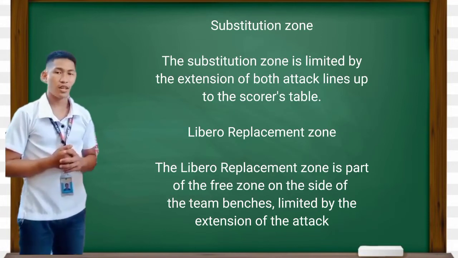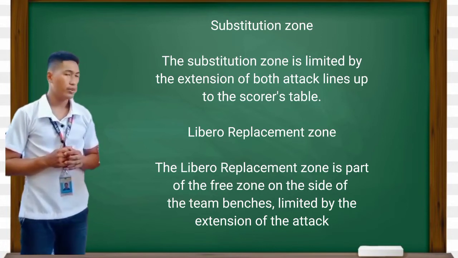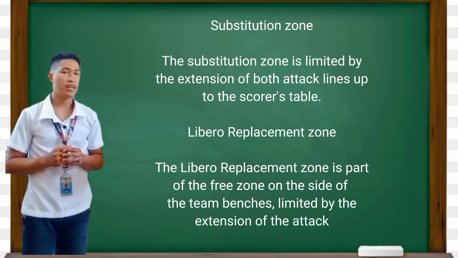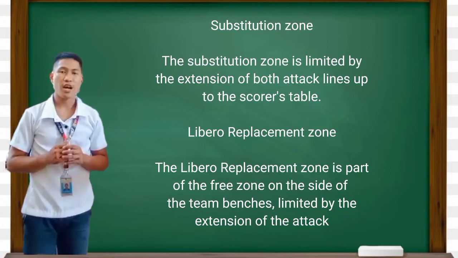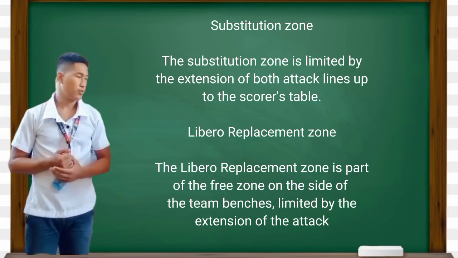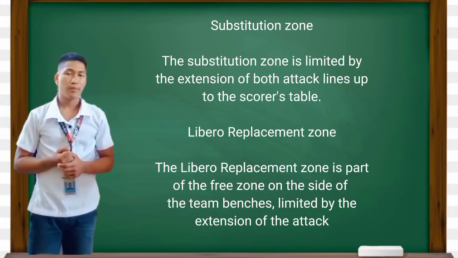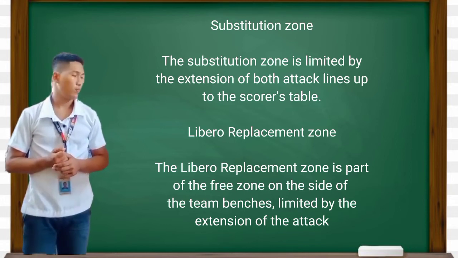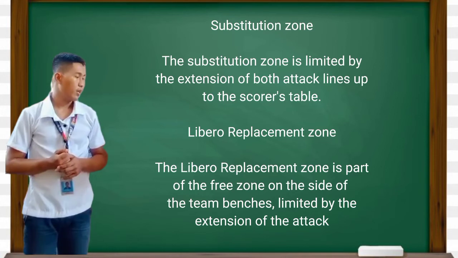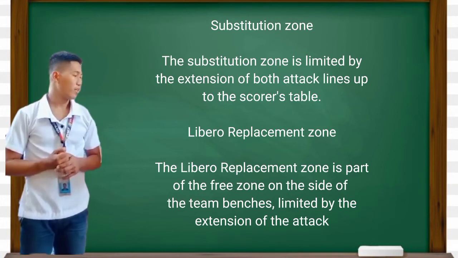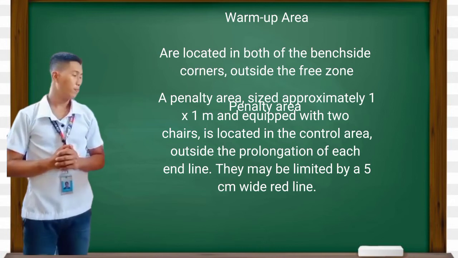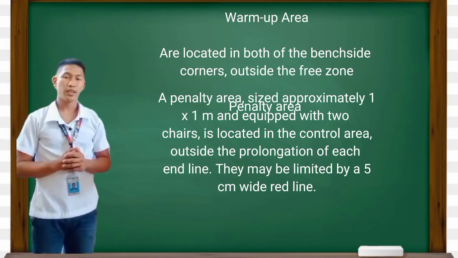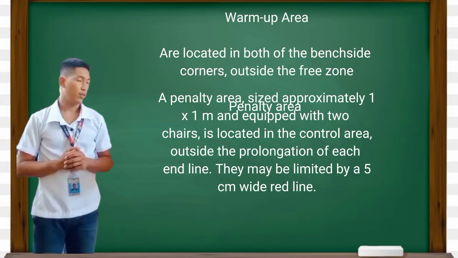Next is the substitution zone. The substitution zone is limited by the extension of both attack lines up to the scorer's table. Next is the libero replacement zone. It's part of the free zone on the side of the team benches, limited by the extension of the attack line to the end line. Warm-up area. Warm-up areas are located in both of the bench side corners outside the free zone.